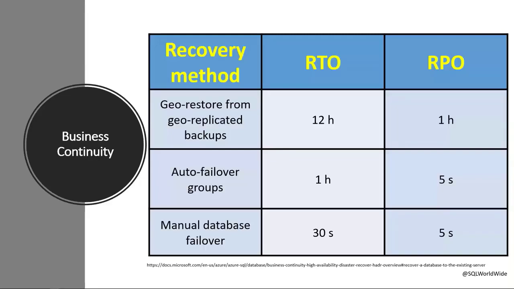Now with the auto failover groups, we'll talk about these options in detail, your RTO is 1 hour and RPO is 5 seconds. And with active geo-replication, you can see that it's 30 seconds and 5 seconds, which is the best. But it also has some pros and cons, and we'll compare and contrast some of this.